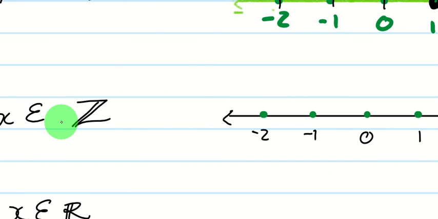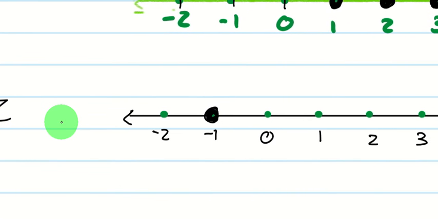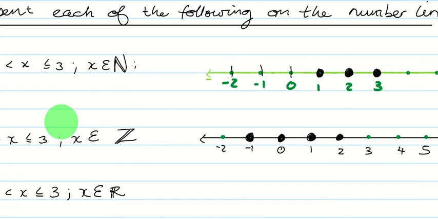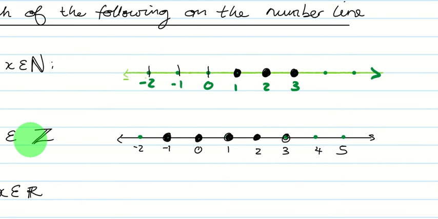So what will be the next one that is included? -1. Okay. And then after -1, 0 has to be included, and this I do in pen. And then 1 will be included, 2 will be included. Now let's go back. Is 3 included? Yes, because there is a less than or equal sign. If that line under the less than sign wasn't there, then it wouldn't have been included. But because that sign is there, I can include it there.